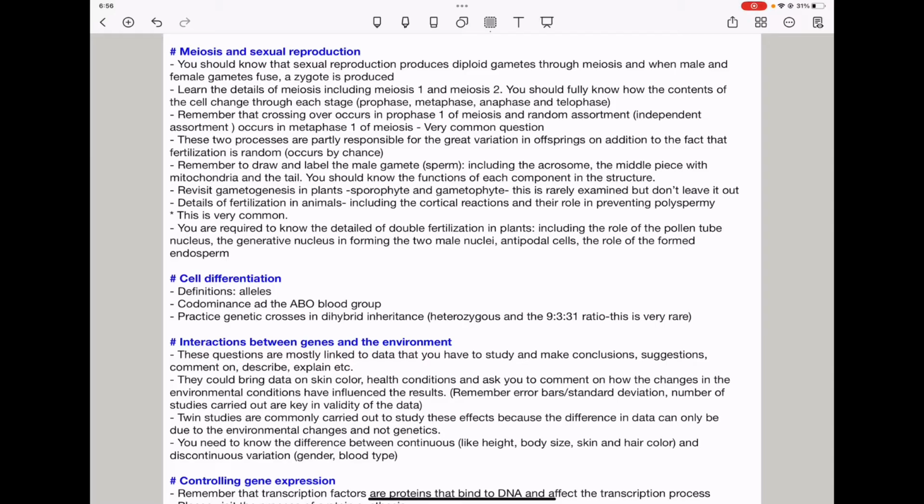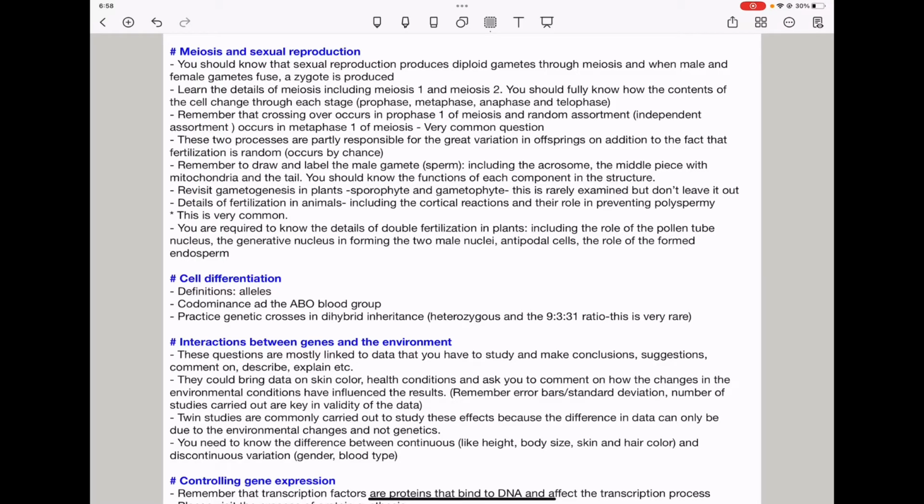You need to remember to draw and label the male gamete, which is a sperm, including the acrosome, the middle piece containing mitochondria, as well as the tail, and you should know the functions of each component of this structure. You need to revisit gametogenesis in plants, like the sporophyte as well as the gametophyte generation, although this question is very rare. You need to know the details of fertilization in animals, including the cortical reactions and their role in preventing polyspermy. This question is very common, so please ensure you fully understand those details.